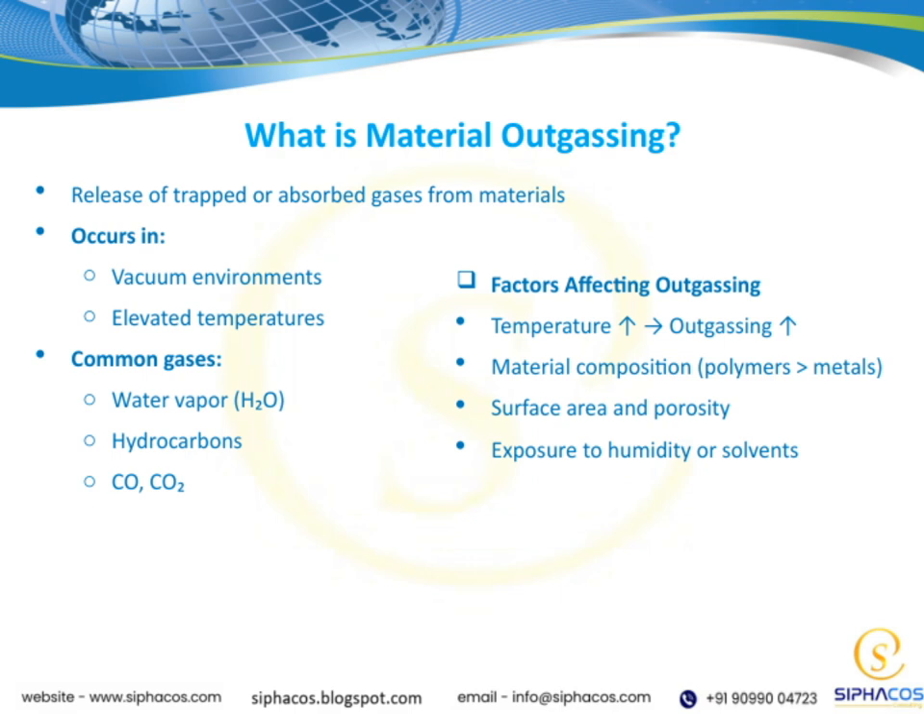Now you might be wondering, what exactly is material outgassing? It's basically the release of gases that are either trapped or absorbed within a material. This process is particularly important in specific environments, such as vacuum conditions or when materials are exposed to elevated temperatures. The common gases involved include water vapor, which is H2O, hydrocarbons, and also carbon monoxide and carbon dioxide, CO and CO2. These gases can impact the environment, especially in sensitive applications like space or high vacuum systems, so understanding and controlling outgassing is essential.